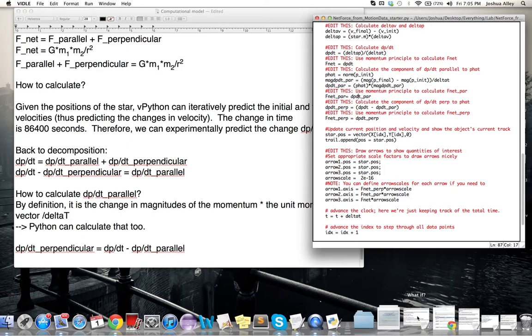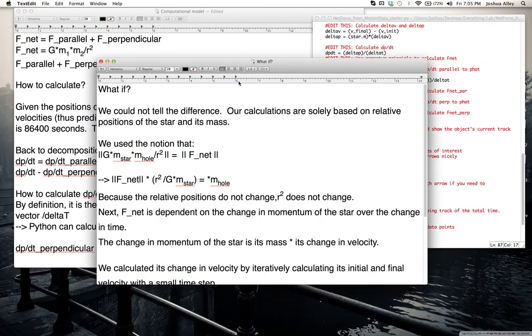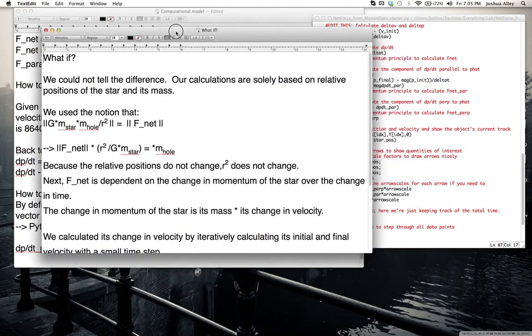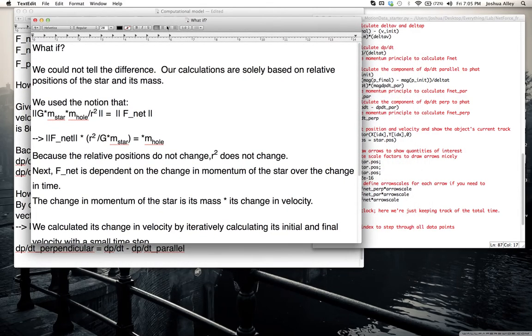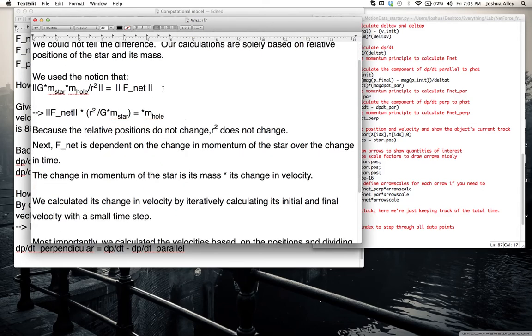For the what-if question, it asks if we could tell the difference, given that the position and the mass of the star are the same. In short, no, because we use the notion that Fnet's magnitude is equivalent to the gravitational constant times the mass of the star times the mass of the hole over r squared. Because the relative positions do not change, r squared does not change. Next, Fnet is dependent on the change of momentum of the star over the change in time. The change of momentum of the star is just the mass times the change in velocity.